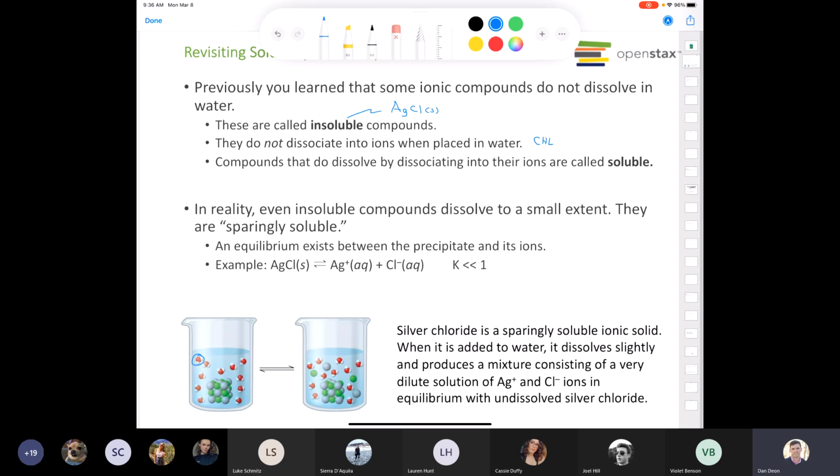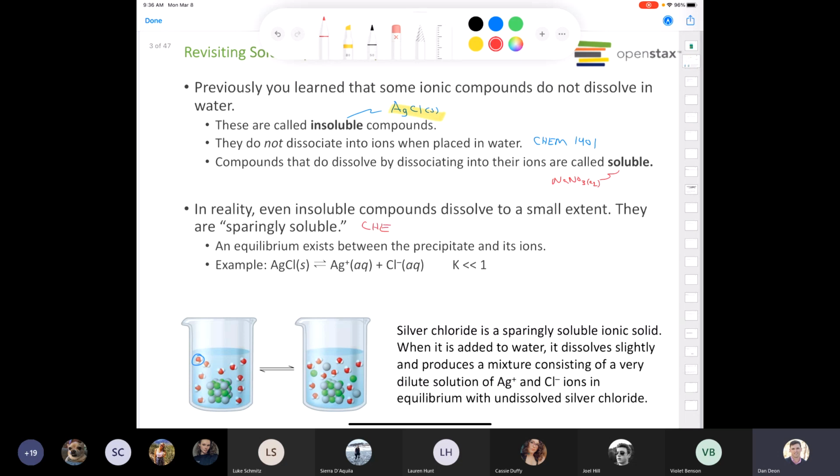Again, this is what we learned in Chemistry 1401. And we said that compounds that are soluble do dissociate into their ions. For example, something really soluble, like sodium nitrate. Sodium nitrate dissolves completely. Well, the truth about compounds like silver chloride is that in reality, even these insoluble compounds are going to solubilize to some extent. They're going to be what we call sparingly soluble.